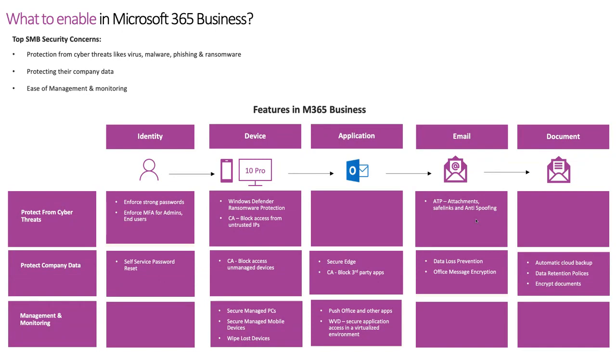So what does this mean when we actually talk about these feature sets? If we look at this from an identity, device, application, email, and document perspective, there's the protection from cyber threats, which we have seen an increase in the amount of attacks and potential opportunities now that people are working remotely. There's a lot of opportunists out there that are trying to do a lot more phishing attempts, and there are various services out there that will protect you with this.